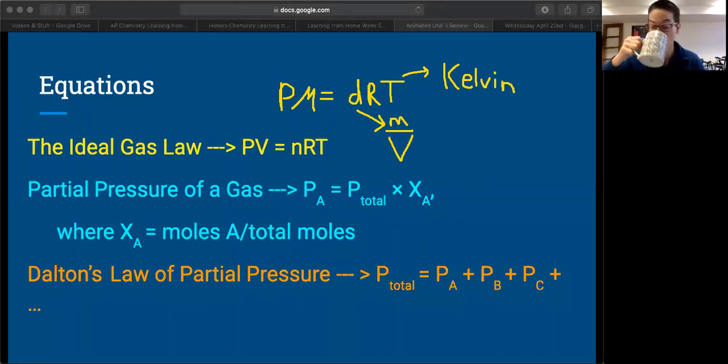Okay. So you can get that on your formula sheet. If you don't have your formula sheet in front of you, you can get it later.